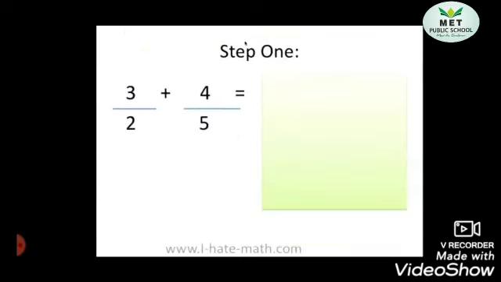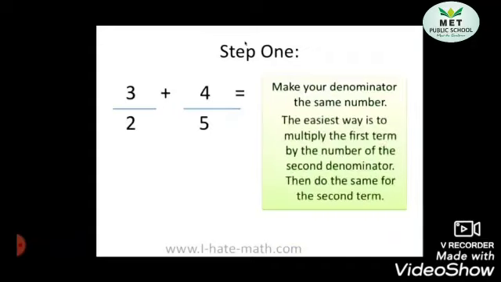Now let's see step 1 to do the addition. Make your denominator the same number. Here you can see in the denominator you are having 2 and 5, which are different numbers. So first step is you have to find the highest common factor. So you are multiplying 2 by 5 and 5 by 2.